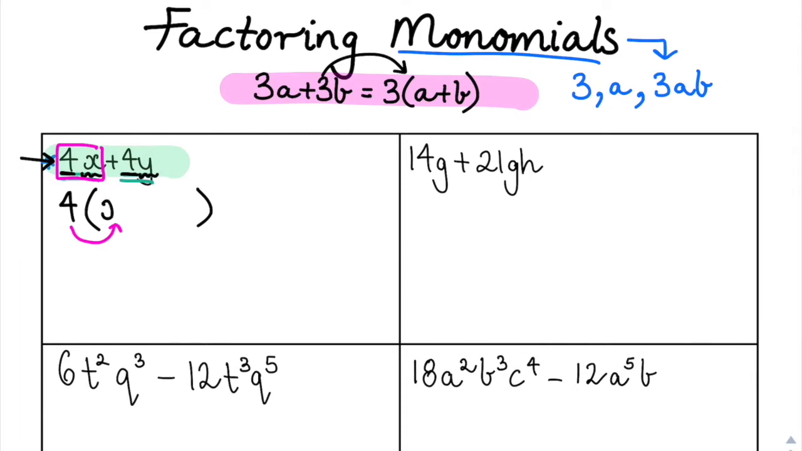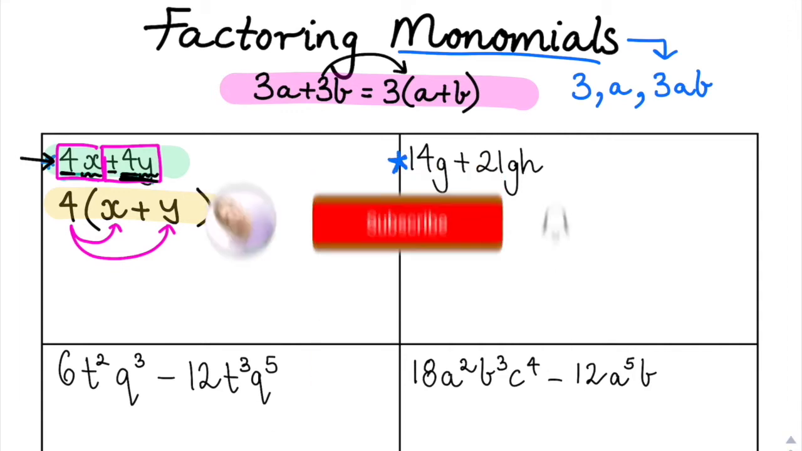4 times x gives me that first term, so I just pop an x in there. Then we need to ask ourselves, 4 times what is going to give us our second term here, positive 4y? So we'll have our positive, and 4 times y will give us that 4y. And that's it. That's as simple as it is. There's our answer: 4 and then in brackets x plus y. Let's take a look at problem number 2 over here.